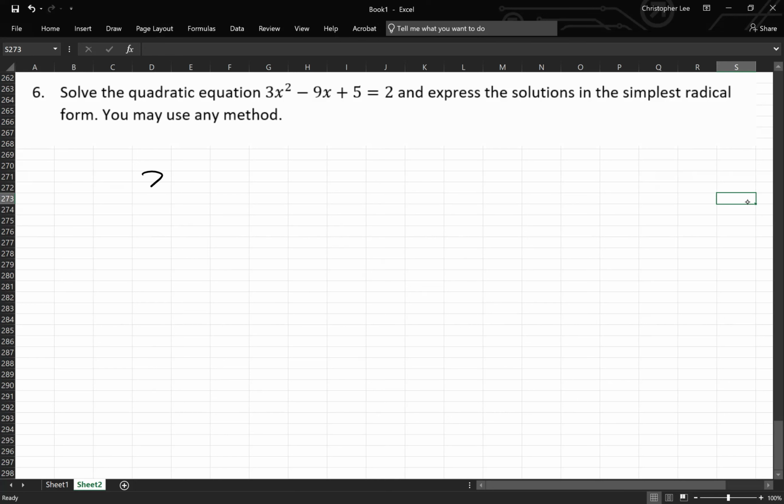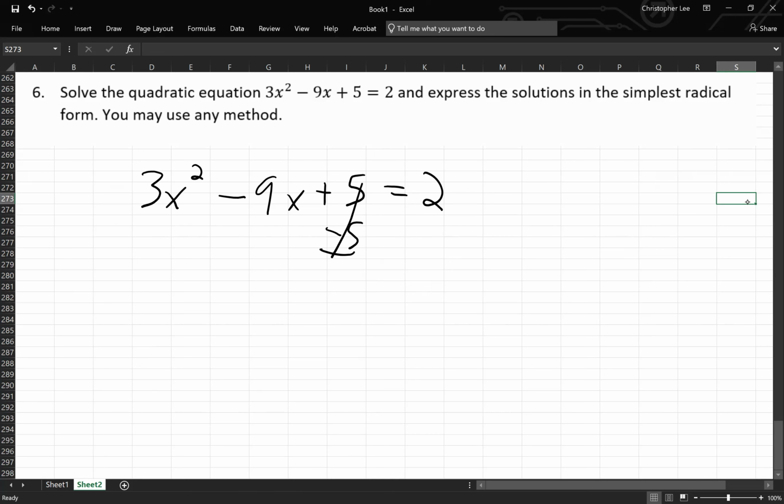So let's see, I have 3x squared. Now, keep in mind, as long as you got the same answer as me, you're good. You don't have to change anything. Everything is right, because we could do whatever we want here. So 3x squared minus 9x plus 5 is equal to 2. The first thing I want to do is put my constant terms on one side when I'm completing the square. So I'm going to subtract 5 from over here.